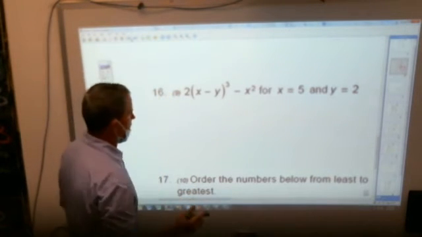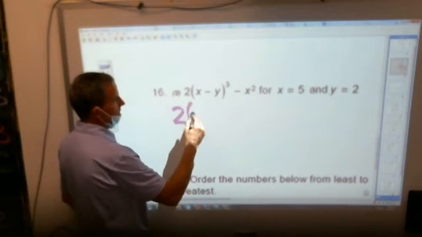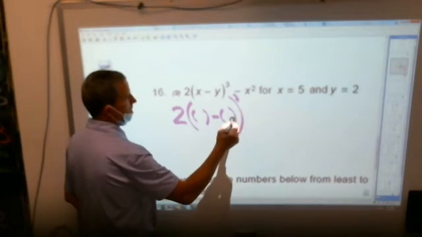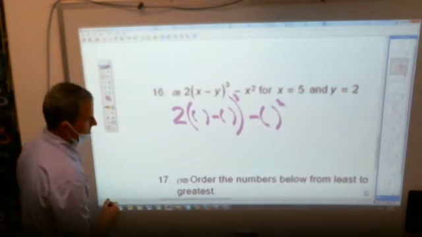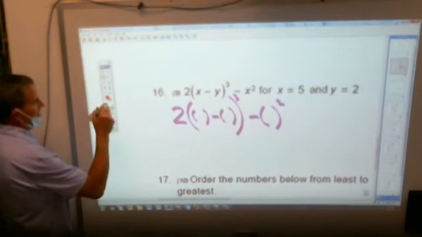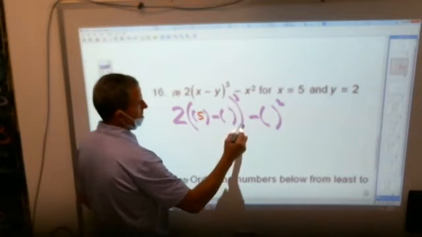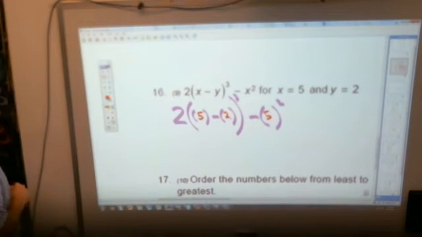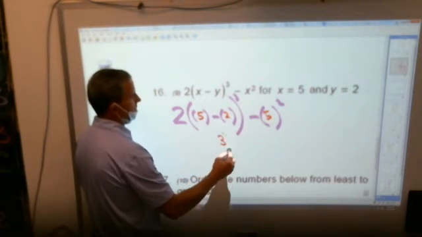I really shouldn't do the problem for you, but I'm going to. So I have 2, big parenthesis, this is x, this is y, big parenthesis cubed, minus this x squared. I already know that x equals 5 and y equals 2, so I put 5s in for my x's, 2s in for my y's. Order of operations says I have to do what first, Maddie? And what is 5 minus 2? 3. So this is what I'm left with.